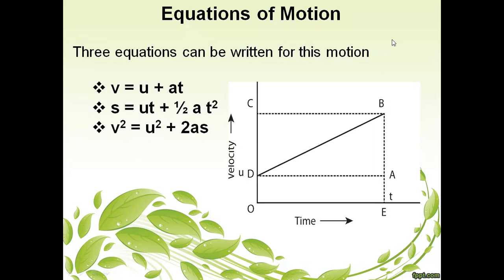Newton studied the laws of motion and derived these three equations: v equals u plus at, s equals ut plus half at squared, and v squared equals u squared plus 2as. These equations relate the displacement, velocity, acceleration, and time of an object. So, how do we derive these equations from the graph?